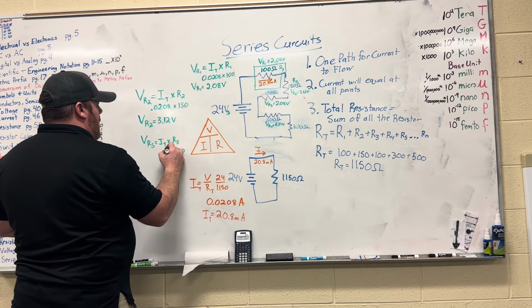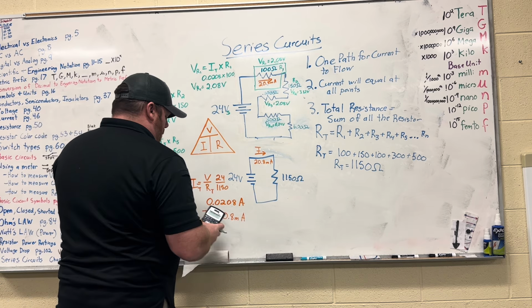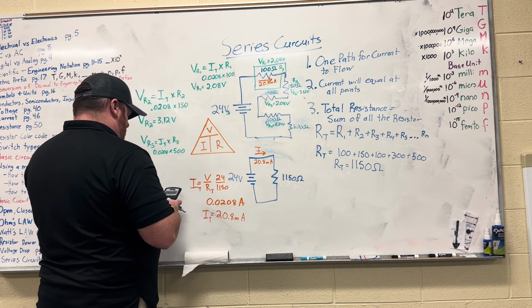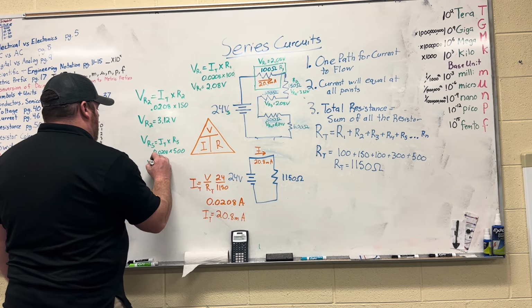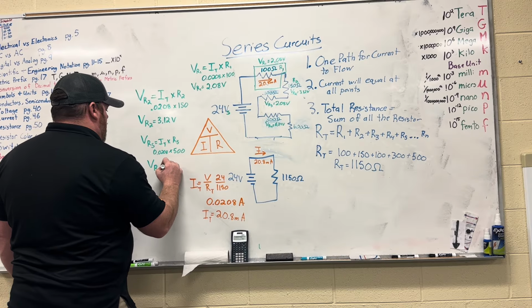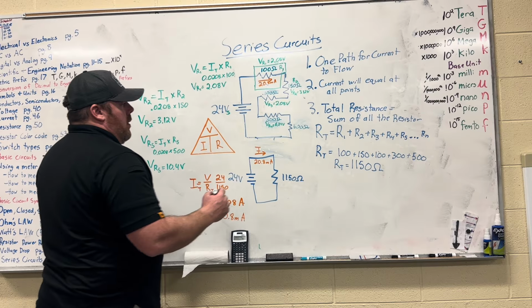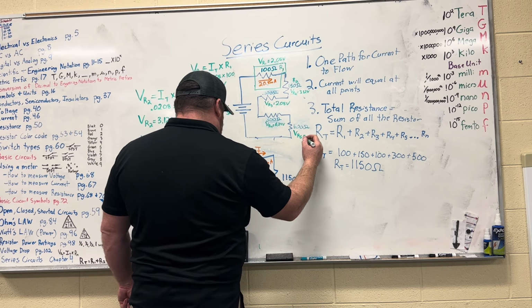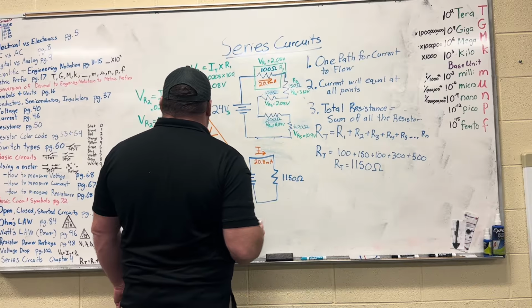And then for 500, we do voltage drop across R5, total current times the resistance value of R5, which is 500, and the 0.0208, which would be 10.4 volts. So the voltage drop across the fifth resistor in this series is going to be 10.4 volts.